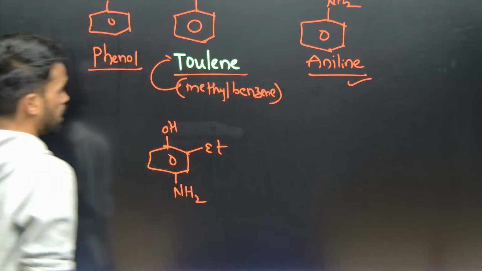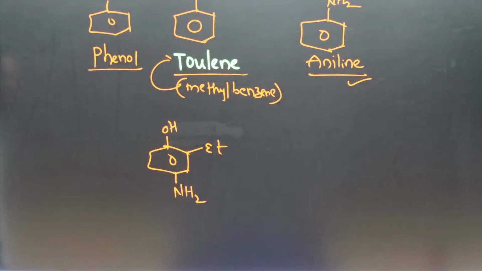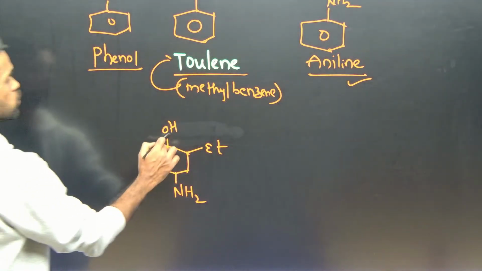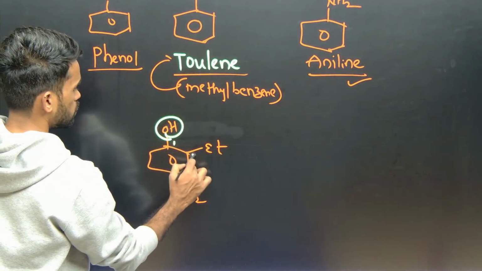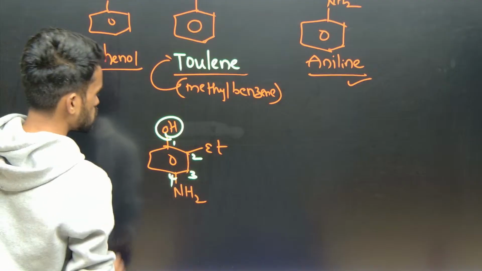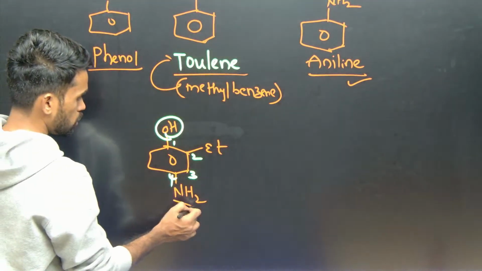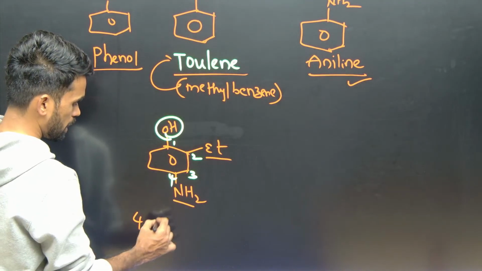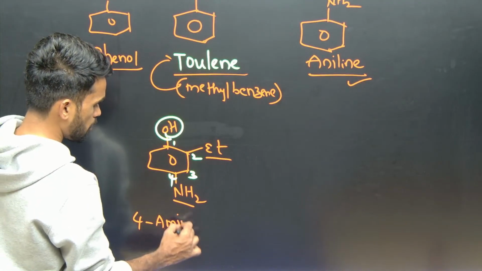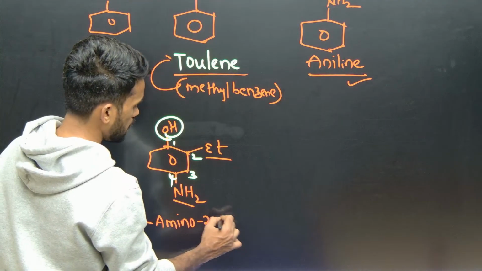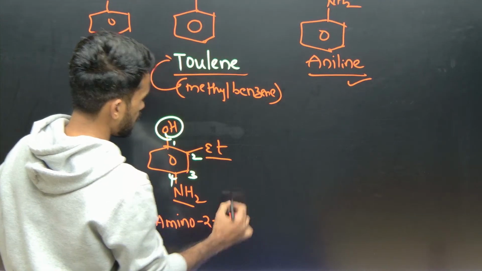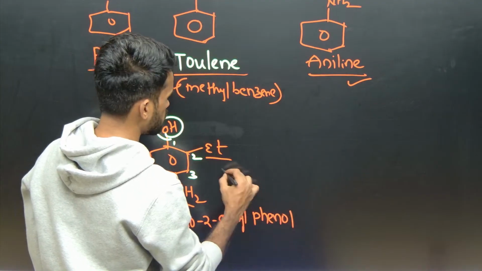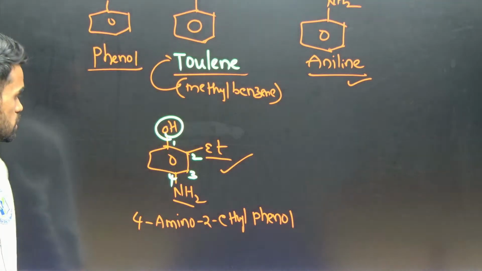So what could be the IUPAC name of this compound? Very simple, we need to start numbering, but from where? The OH group is there, so it is 1, 2, 3, 4. Now you can write 4 amino, 3 ethyl. Alphabet A comes first, so 4 amino, 2 ethyl phenol, that's it, phenol. This will be the IUPAC name of this given compound. Hope the discussion is clear.